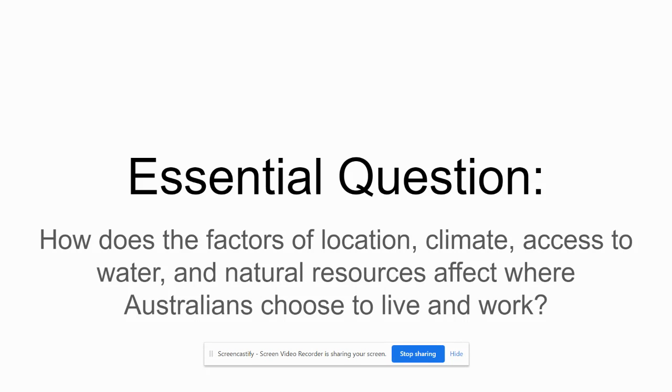So today's essential question is you're going to be writing about how the factors of location, climate, access to water, and natural resources affect where Australians choose to live and work.